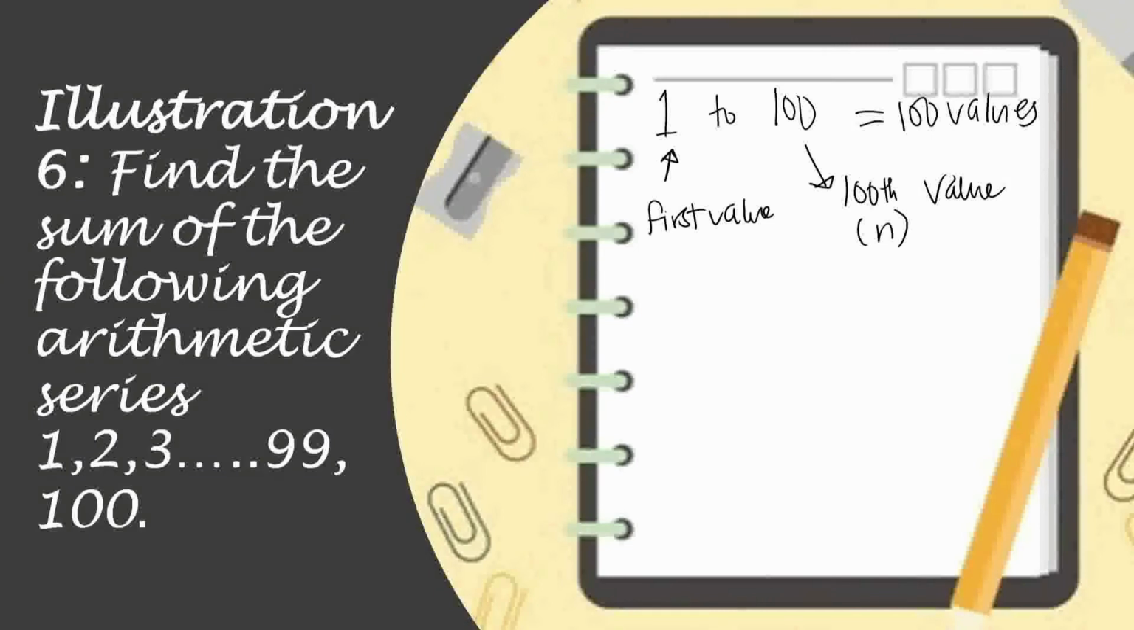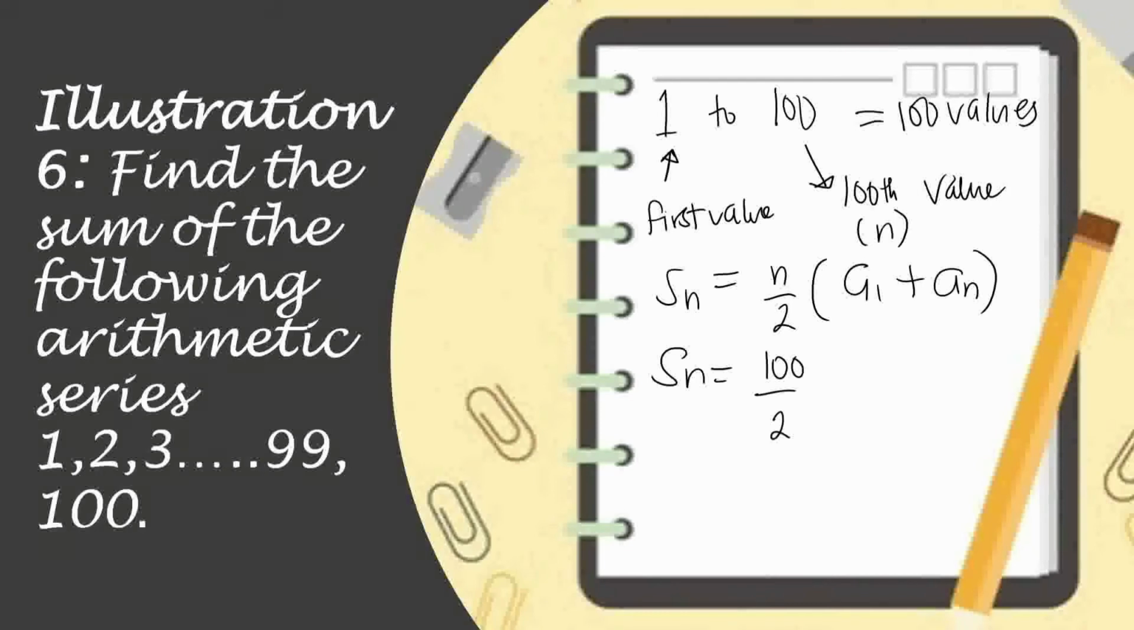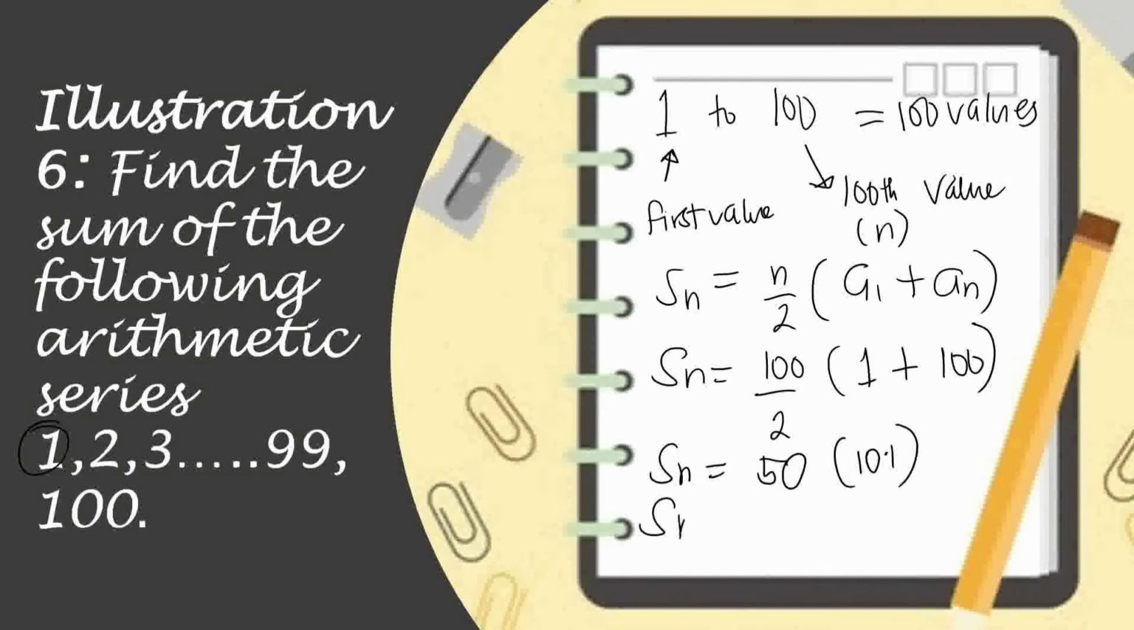Using the formula, S sub n is equal to n over 2 times a sub 1 plus a sub n. S sub n is equal to, yung n natin is 100 over 2. And yung first term natin, which is 1, plus a sub n, so 100. S sub n is equal to 100 over 2, which is 50 times 101. So yung total sum from 1 to 100 is 5,050.